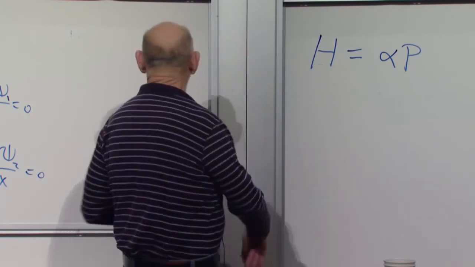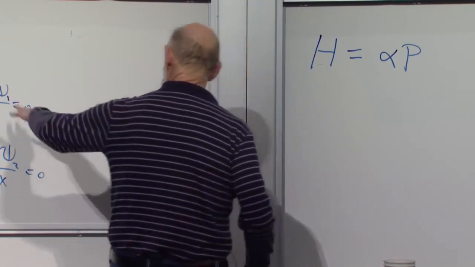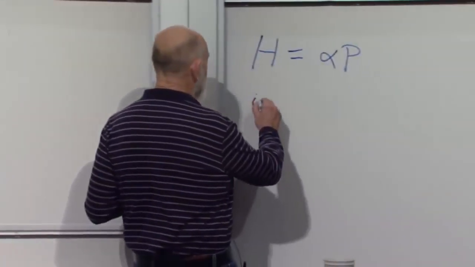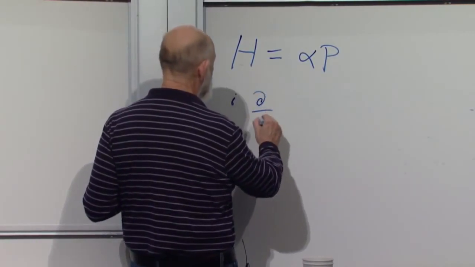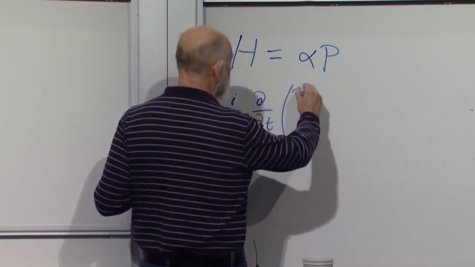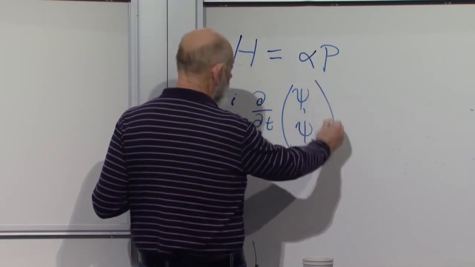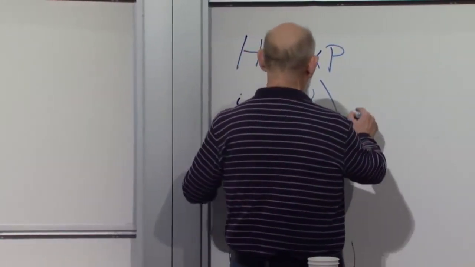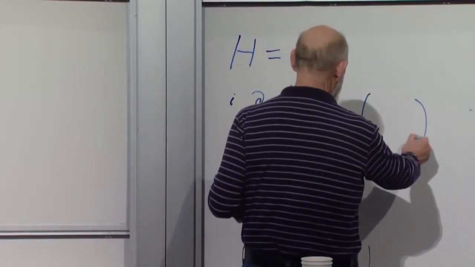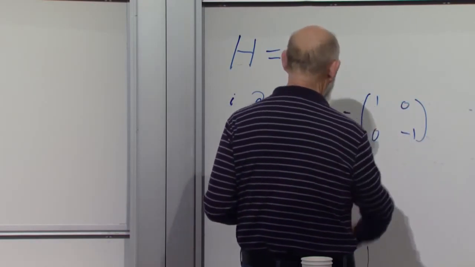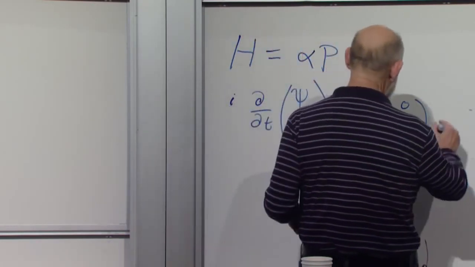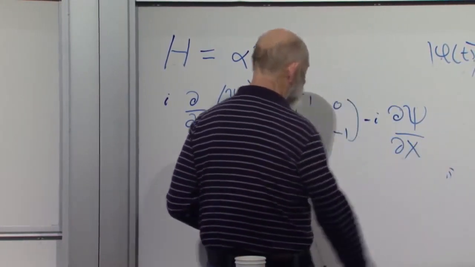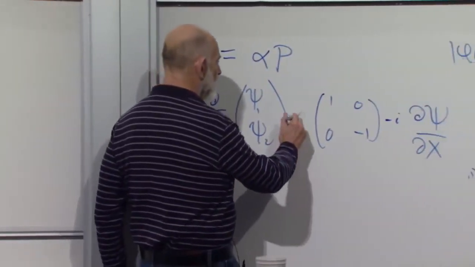This now becomes an equation. You can write it in a number of ways. Here is one way of writing it. But we can also write it as I d by dt of psi 1, psi 2, a two-component column vector, is equal to alpha, which is the matrix 1, minus 1, 0, 0, times minus I d psi by dx. Let's put the minus I over here.